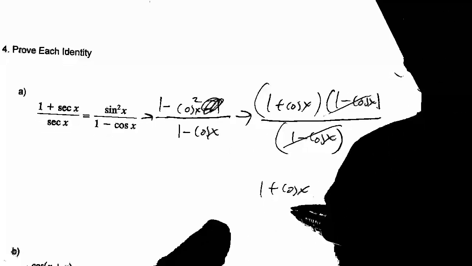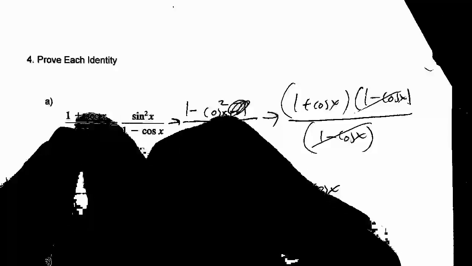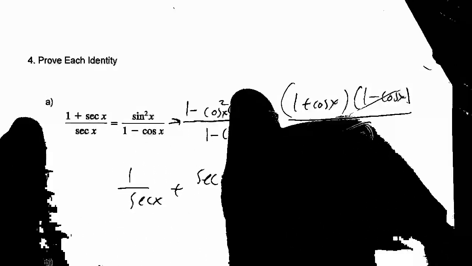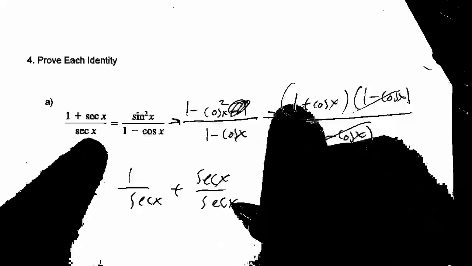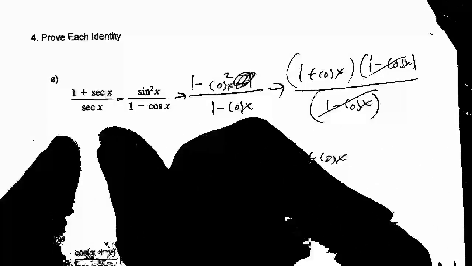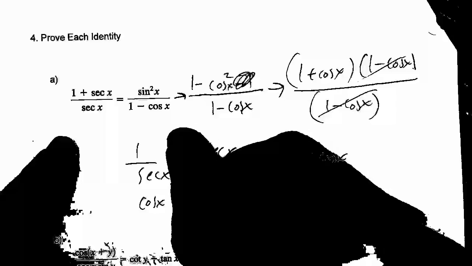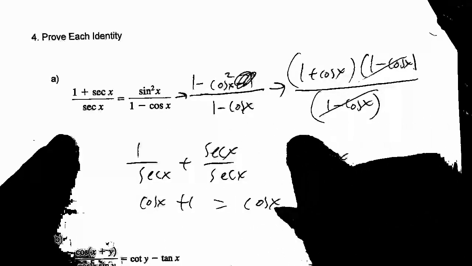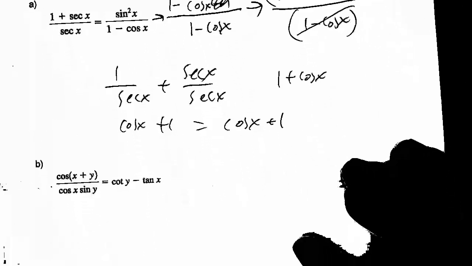Which is pretty simplified. If you look at this term on the left, this is the same as 1 over secant x plus secant x over secant x. 1 over secant is cosine. Secant over secant is 1. So therefore, these two are equal. Okay.